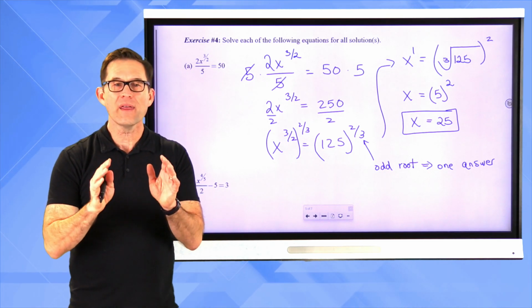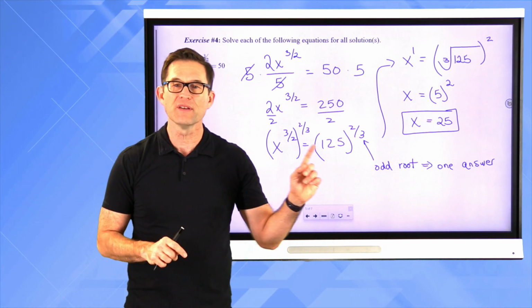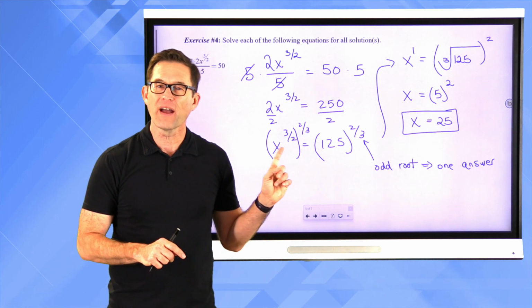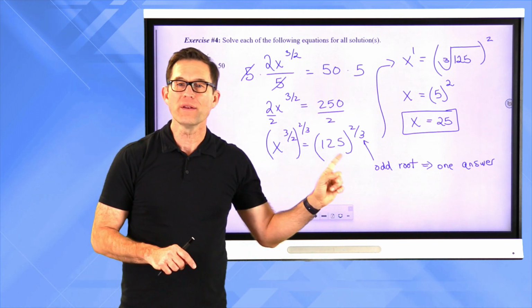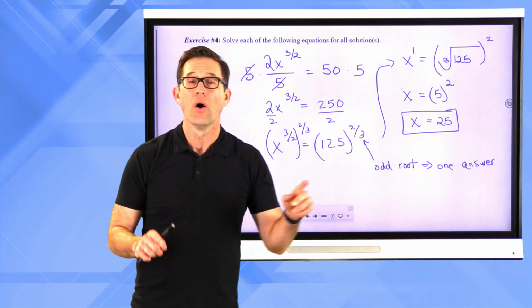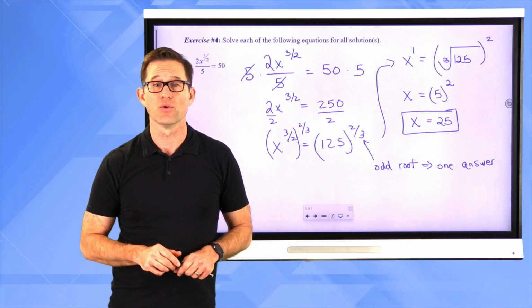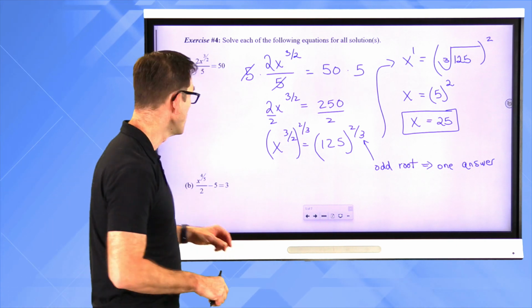You only have to think about whether you're going to get one answer or 2 answers right at this stage, right? When you're finally getting x to the first, what did you do on this side? Did you do an odd root, in which case you have one answer, or like in the previous problem, did you do an even root, in which case you have 2? Okay, so let's keep going.